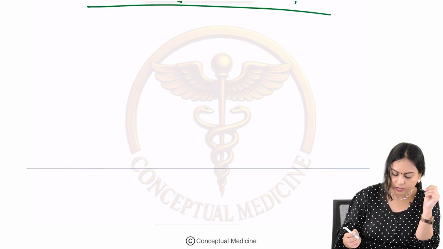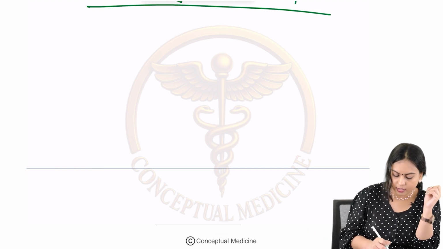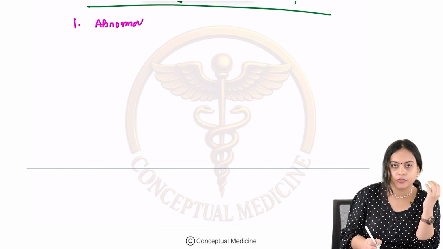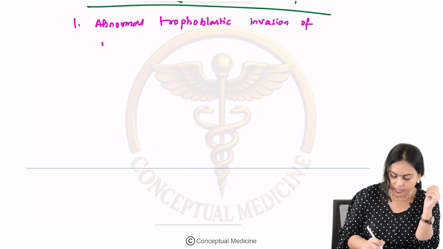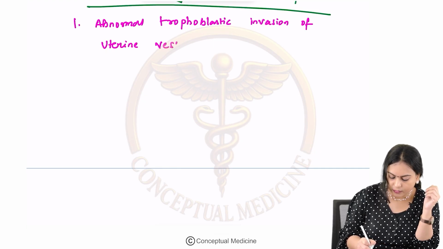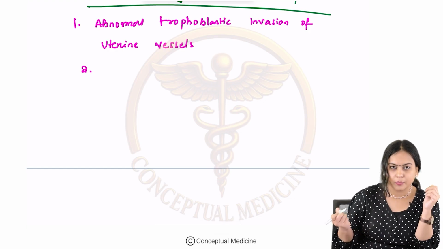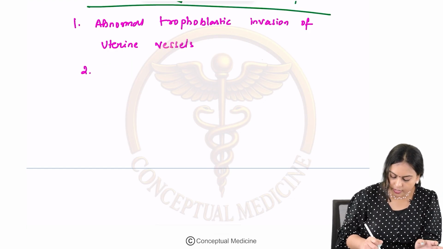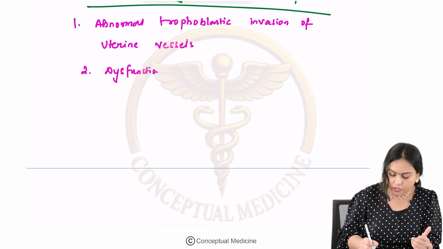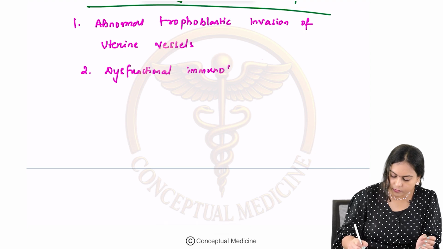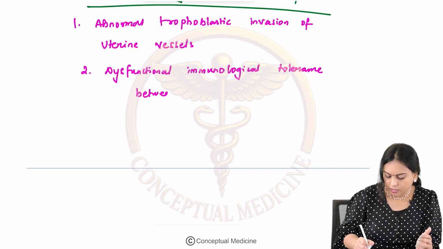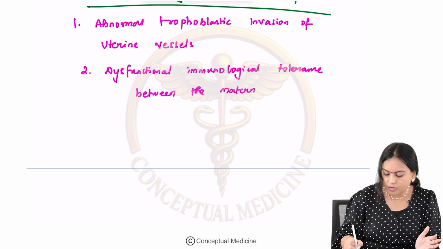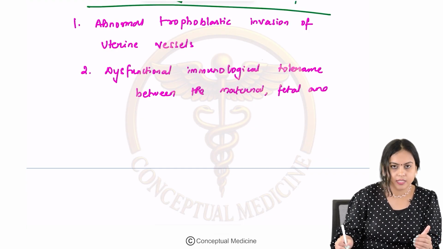First one is abnormal trophoblastic invasion of the uterine vessels. So, there is abnormal trophoblastic invasion of uterine vessels. Then dysfunctional immunological tolerance. So, there is dysfunctional immunological tolerance between the maternal, fetal and placental tissues.